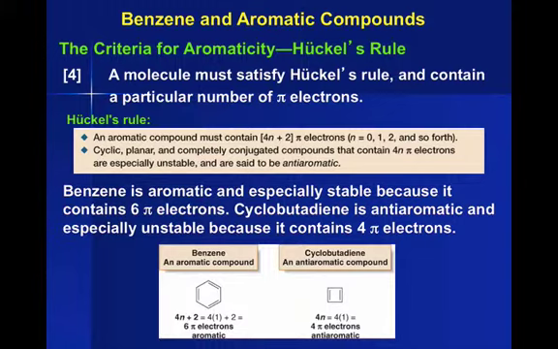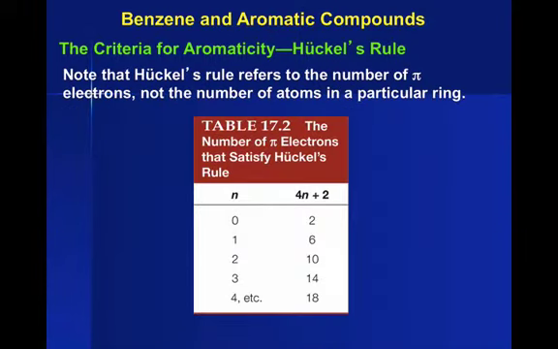All aromatic molecules must satisfy all 4 criteria for aromaticity. If a molecule fails one of those criteria, it's not aromatic. So to give you an idea of the number of pi electrons that will satisfy Huckel's rule, for n equals 0, you can have 2 pi electrons, 6 pi electrons, 10 pi electrons, 14 pi electrons, 18 pi electrons, so on and so forth. You can go through and solve for each value of n pretty easily.